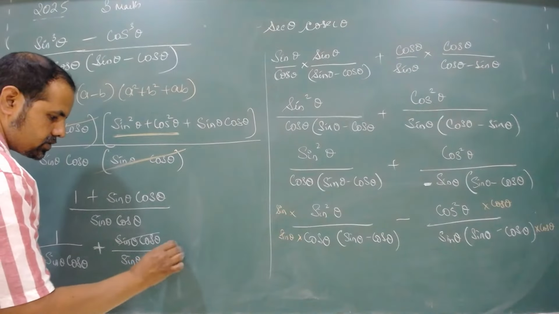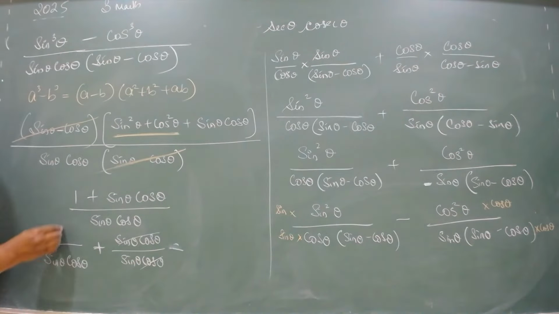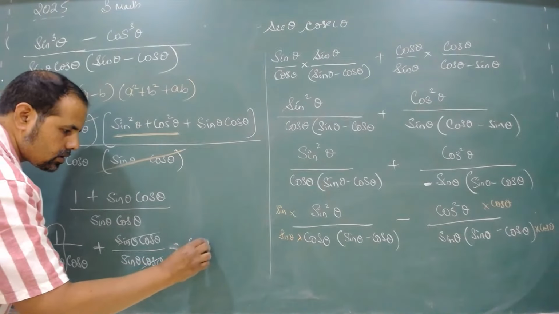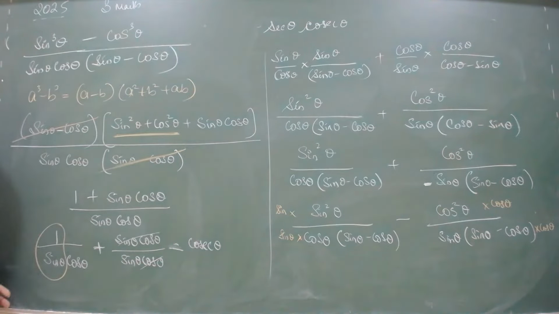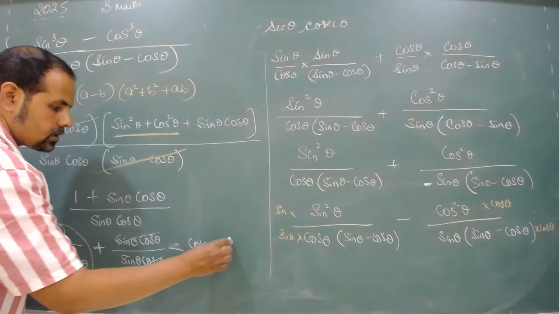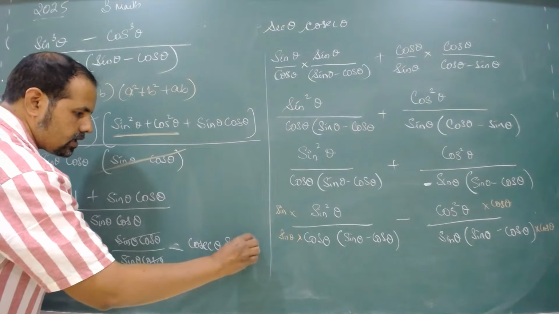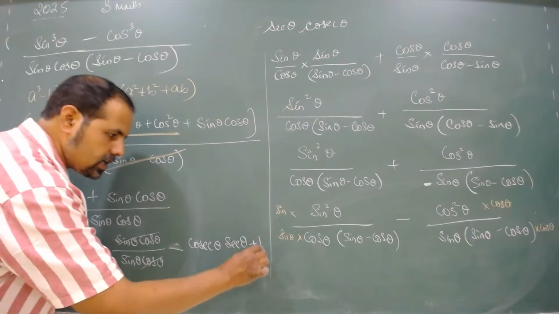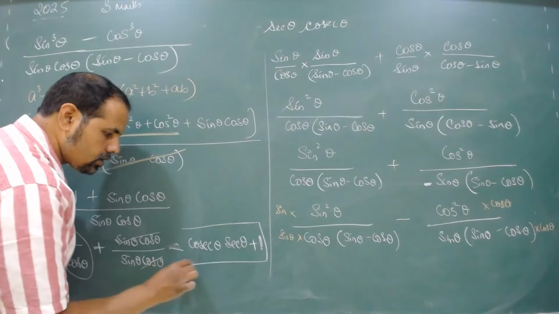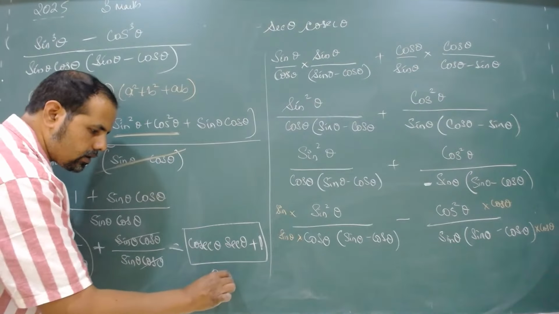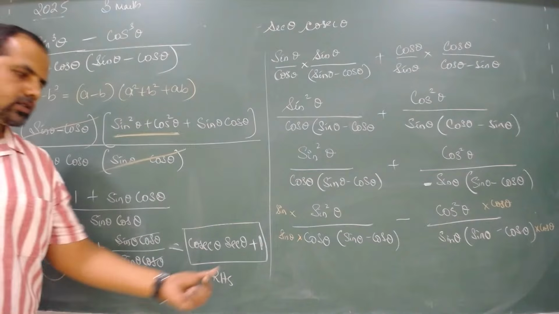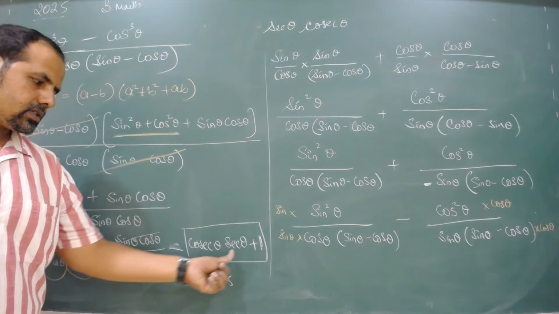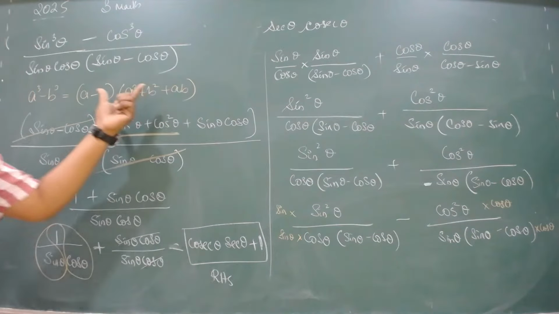Now observe, 1 by sin theta is cosec theta, and 1 by cos theta is sec theta, plus the numerator and denominator get cancelled here, leaving me 1. Therefore, this is your RHS. So the RHS was 1 plus sec theta cosec theta, which we have arrived at.